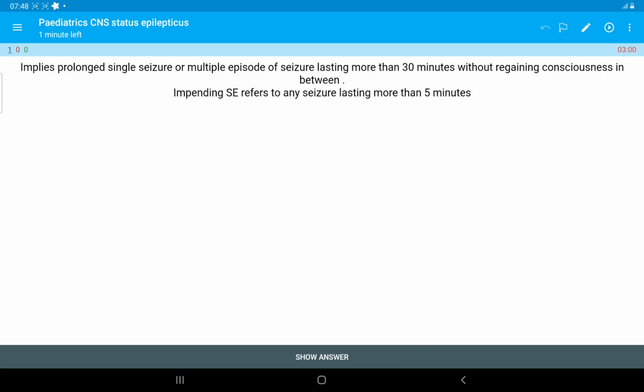In treating the cause we have first-line anti-epileptic drugs and second-line anti-epileptic drugs. In first-line we can give benzodiazepines: midazolam, diazepam, lorazepam. Next we have phenytoin and fosphenytoin, and lastly we find the etiological factor. We can also give pyridoxine sometimes, because vitamin B6 deficiency might also cause status epilepticus.